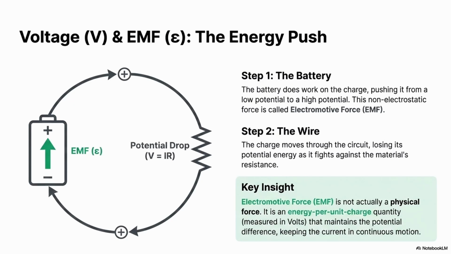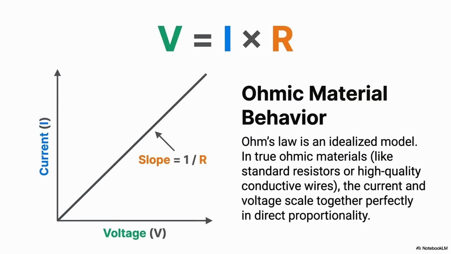That makes the math of Ohm's law, looking at slide 7 now, so much more intuitive. Voltage equals current multiplied by resistance. V equals I times R. Right, but the presentation is careful to note that this straight line math is an idealized model for what they call ohmic materials, like standard high quality wires where current and voltage scale together perfectly on a graph. But as we know, the physical world doesn't always play by idealized rules.